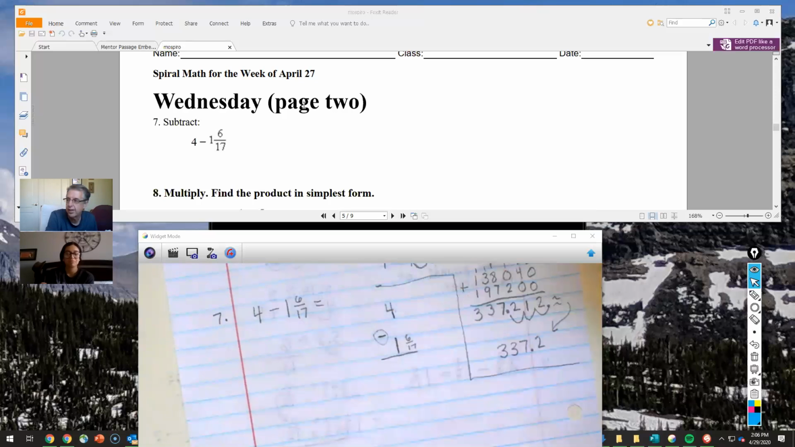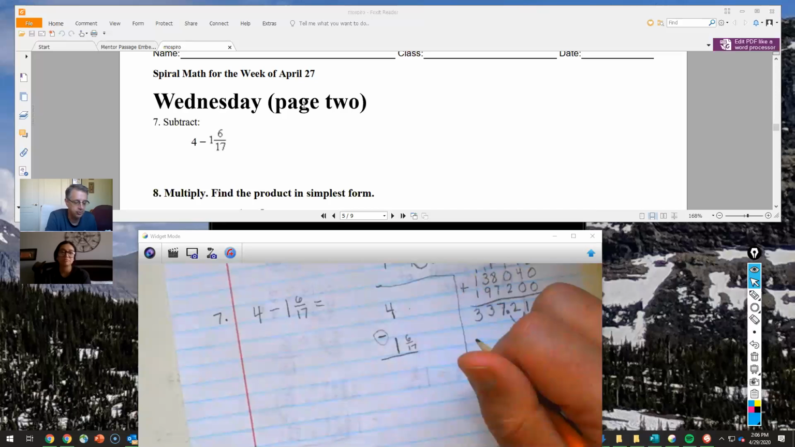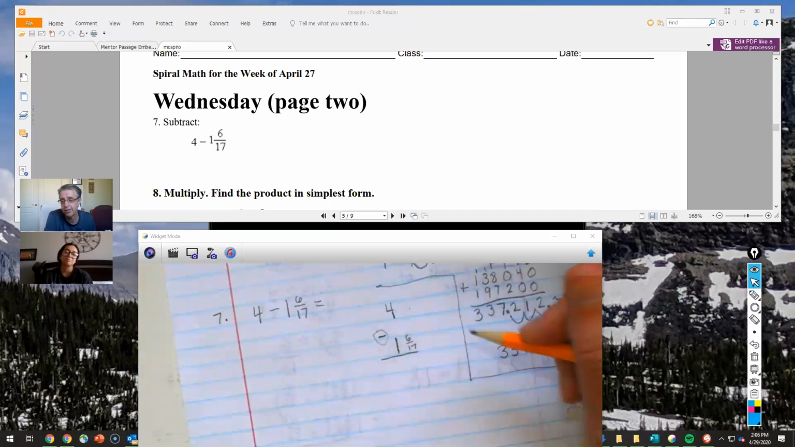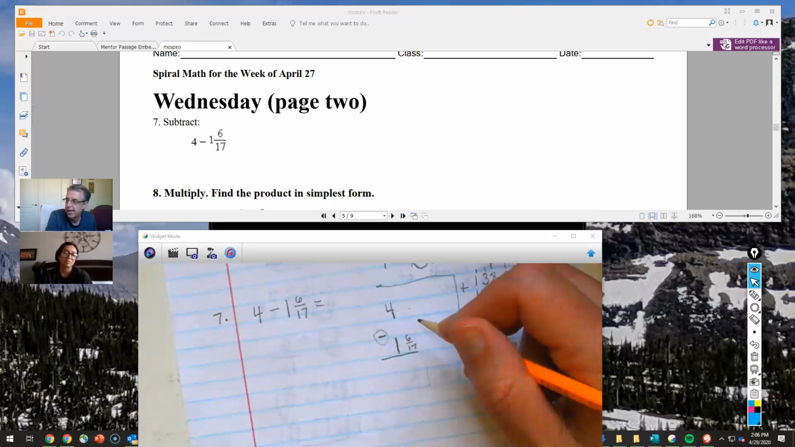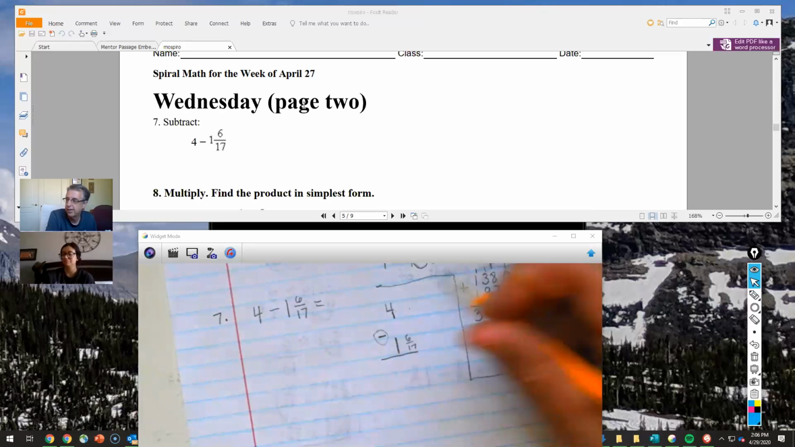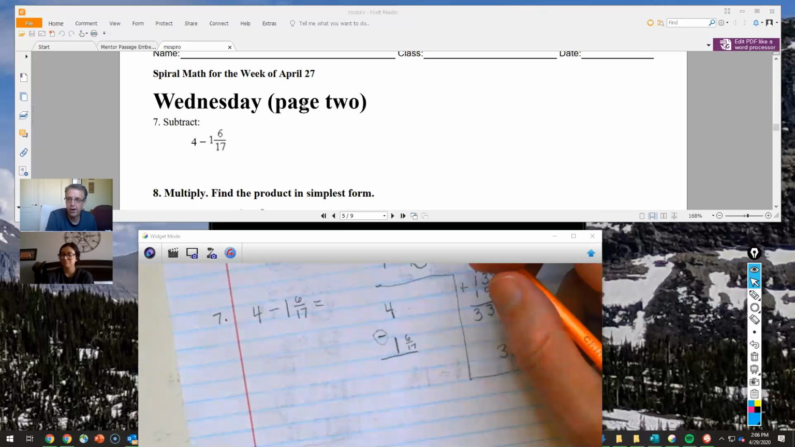But I don't have a fraction here. Miss Doppler has a saying: subtraction action requires 2 fractions. We don't have 2 fractions to subtract from. This guy has nothing to subtract from. We're kind of stuck. What we're going to do is we're going to borrow.